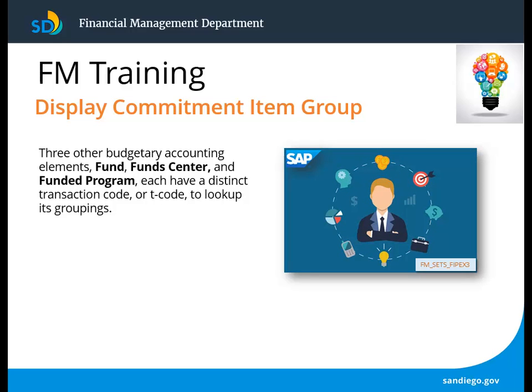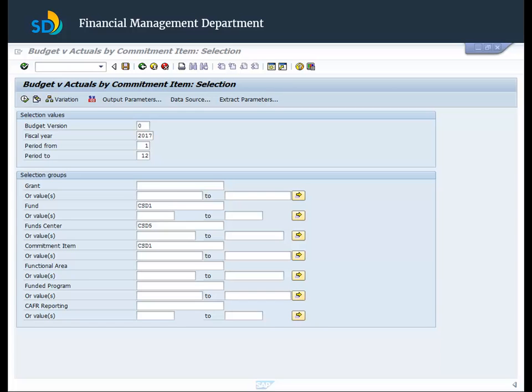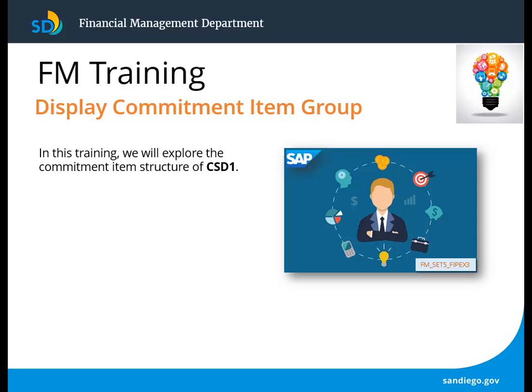Three other budgetary accounting elements, Fund, Fund Center, and Funded Program, each have a distinct transaction code, or T code, to look up its groupings. Groupings, or sets as they are sometimes known, allow users to view data grouped into one or more categories. You may recall the commitment item grouping in budget versus actual reports defaults to CSD1. In this training, we will explore the commitment item structure of CSD1.